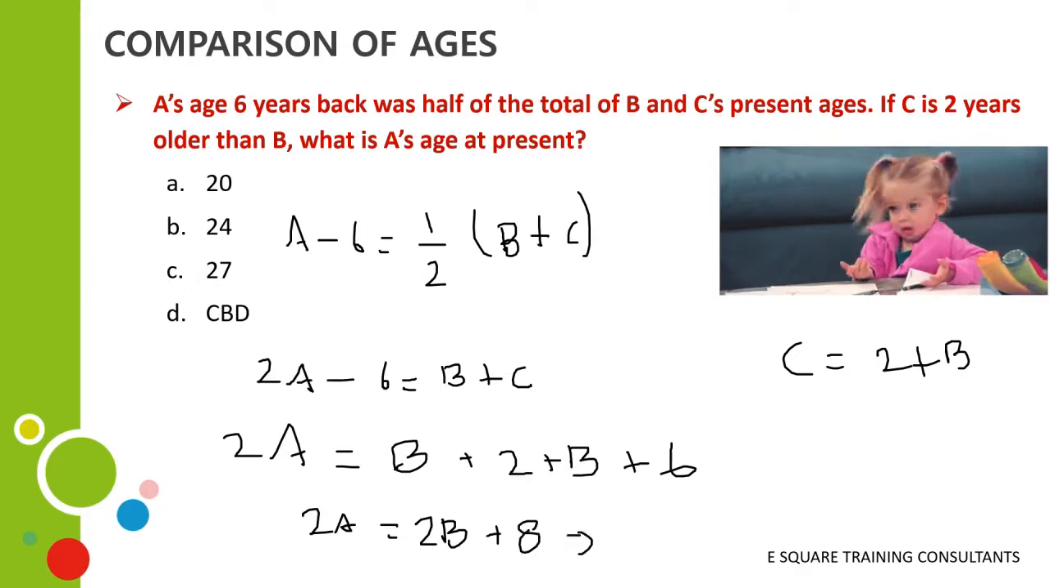There are two unknowns in this equation, so you cannot find the answer unless additional data is given. So the correct option is CBD, which stands for cannot be determined.